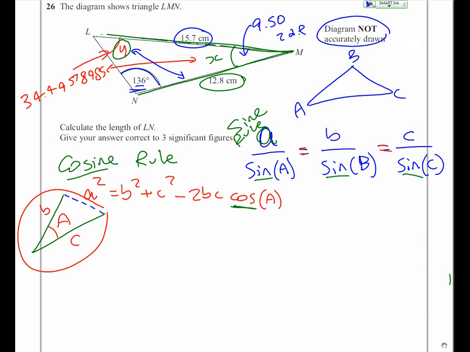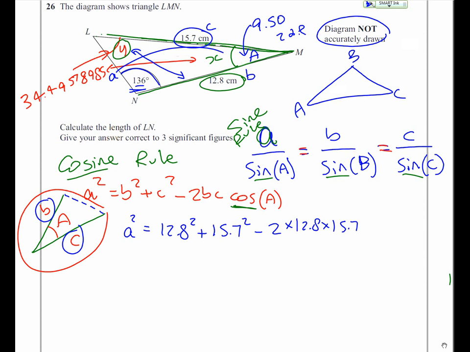Okay, so this is your angle A, and B and C can go either way around, doesn't matter. So in the formula, this is going to be A because it's opposite A, and this is what we want. A squared equals B squared, which is 12.8 squared, plus C squared, which is 15.7 squared, minus 2 times by 12.8 times by 15.7 times by cos, these are all multipliers, of the 9.5 angle degrees.